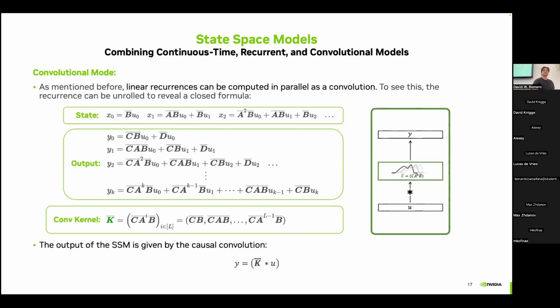Does it make sense? That means that we can compute a convolutional kernel based on this formulation that is going to be given by this. So basically, if we treat everything as a scalar, we're going to have a convolutional kernel that is going to be C A to the power of the number of steps times B. And this is going to be very important later.